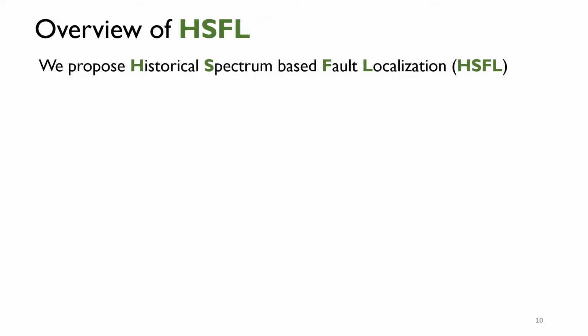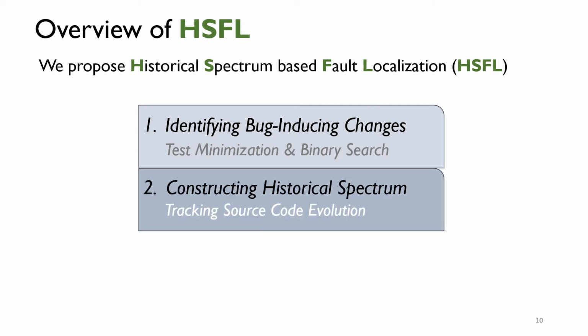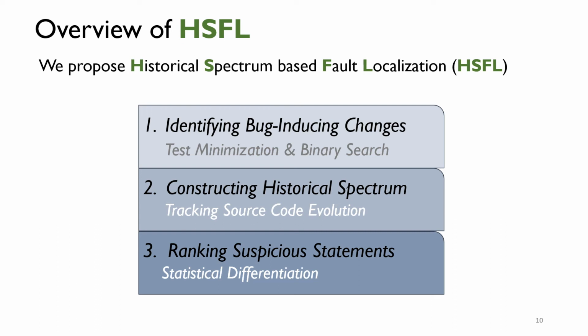To address the aforementioned 3 challenges, we propose HSFL, which is historical spectrum-based fault localization. It mainly contains 3 steps. First, we identify the bug-inducing changes. Specifically, we leverage program slicing to minimize the logic of the test cases, and then perform binary search among the version histories. Second, we construct the historical spectrum, which tracks the evolution of source code from the inducing version to the target version. Third, we rank all the suspicious statements by leveraging existing formulas such as Ochiai, Tarantula, D-star, and so on.